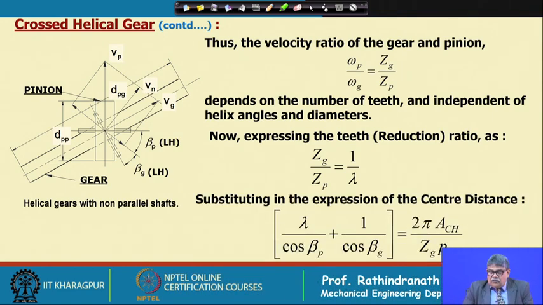Then we substitute this ratio in the formula which we have already derived for the center distance ach. So, this becomes lambda by cos of helix angle of pinion plus 1 by cos of helix angle of the gear, that must be equal to twice pi a into ch, that is the center distance, divided by teeth number of gear into the circular pitch. That means, Zp we have eliminated by the ratio lambda. So, now this formula is expressed in terms of number of teeth of the gear, the gear ratio lambda and the helix angle.